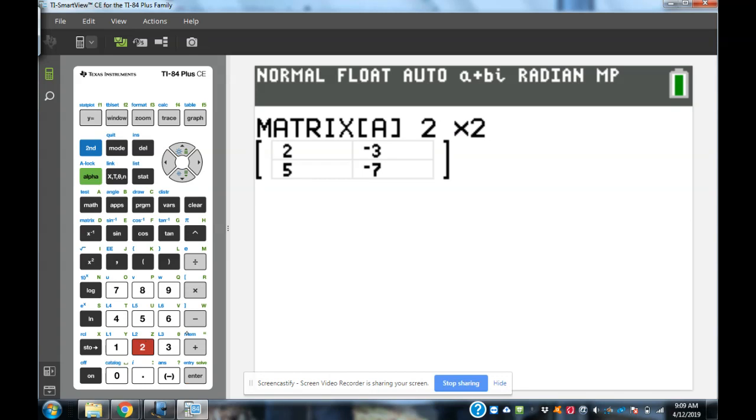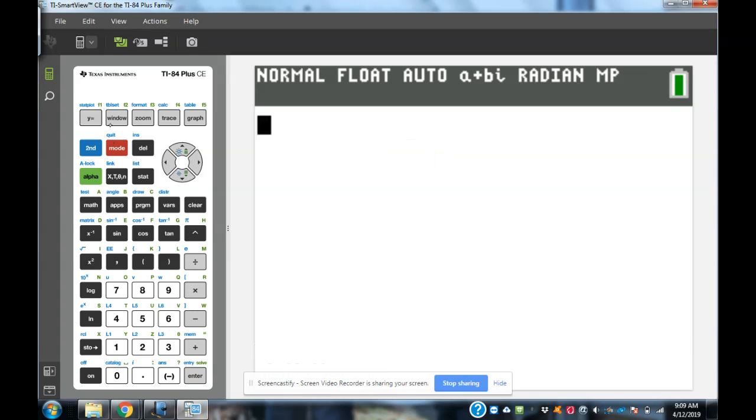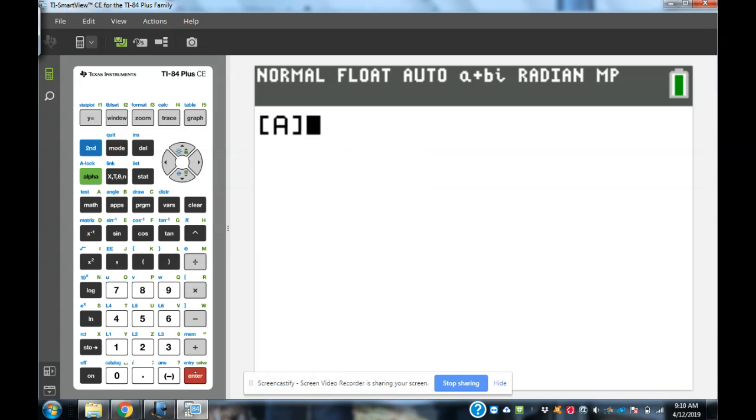And again, it's any square matrix. We put that in there: 3, -5, 6, 4. Get out of the matrix menu, go back to the regular calculator screen, and we're going to pick up the matrix we're going to find the inverse for. So second matrix, under the names, I put it in matrix A, and then your calculator has an inverse button.